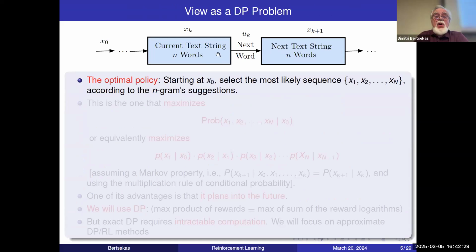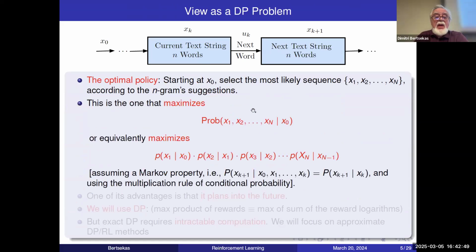Okay, so we're going to view this as a dynamic programming problem where the optimal policy is to select the most likely sequence of text windows starting from x0 and most likely according to the n-gram's probability suggestions. So this is the one that maximizes the probability of the generated sequence of states given the initial state.